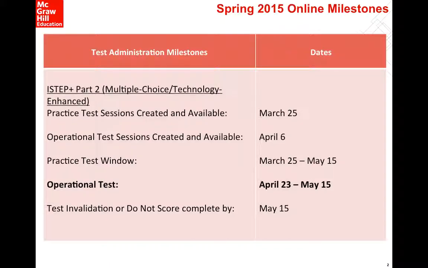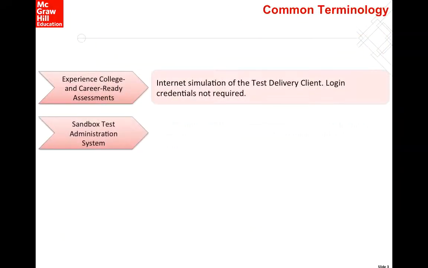Let's start by going over a few of the dates. CTB created the practice test sessions on March 25th. The operational test sessions were created on April 6th. The practice test window runs from March 25th through May 15th, and the operational test is now April 23rd through May 15th.